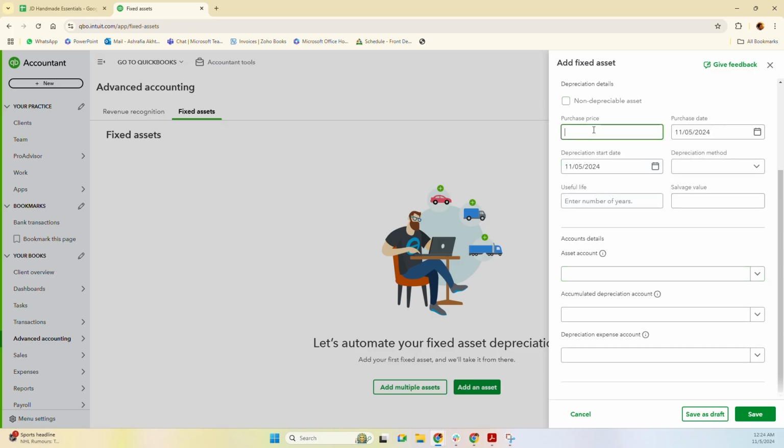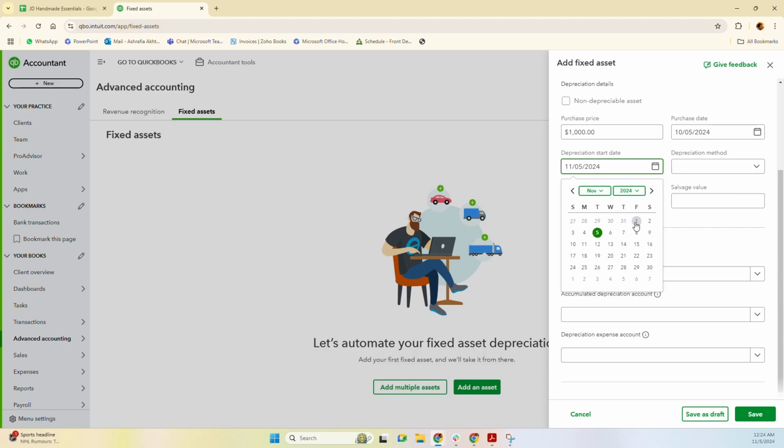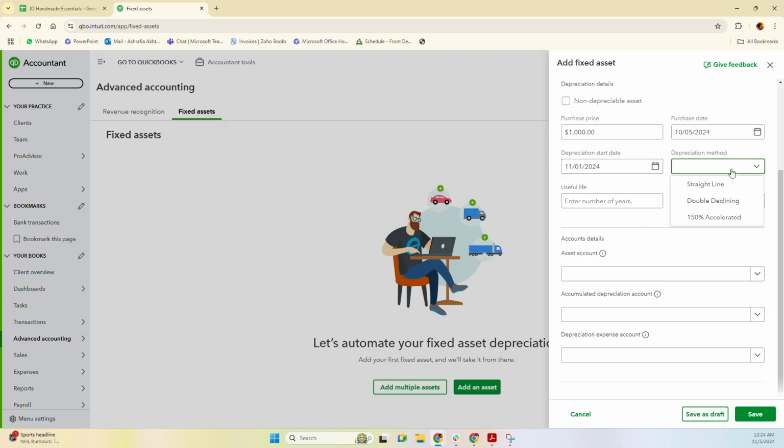So purchase price, what is our purchase price? $1,000 per laptop. Purchase date is 5th of October. Depreciation start date, no depreciation in October, so it will start from 1st of November. Depreciation method will be straight line. Useful life 3 years. Salvage amount is 0.